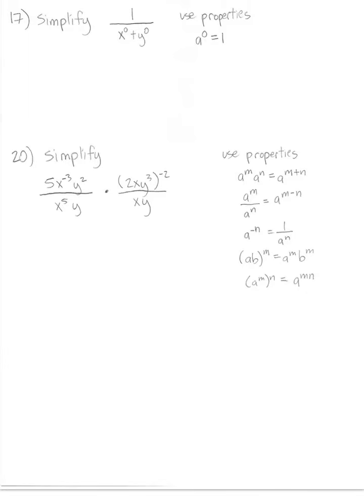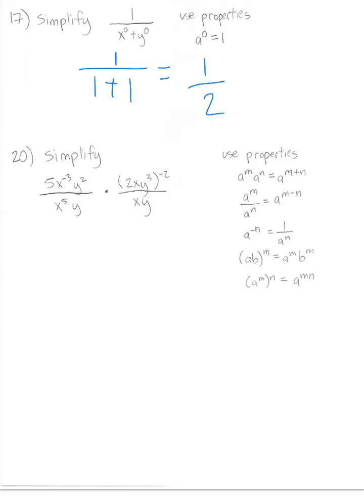In example number 17, based on this property, that if I take a base to the 0 power it equals 1, then I know that this becomes 1 over x to the 0 power is 1, y to the 0 power is 1, so in the end it simplifies to 1/2.